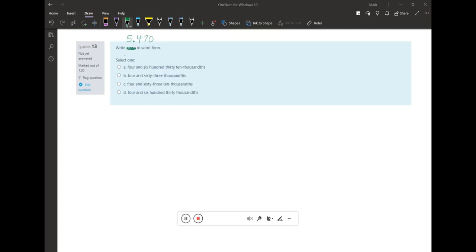Okay. This is the question here where we're looking to turn a decimal number into its word form, so to represent what that means in words. And so if I was reading this number, I would read it as 5.470.